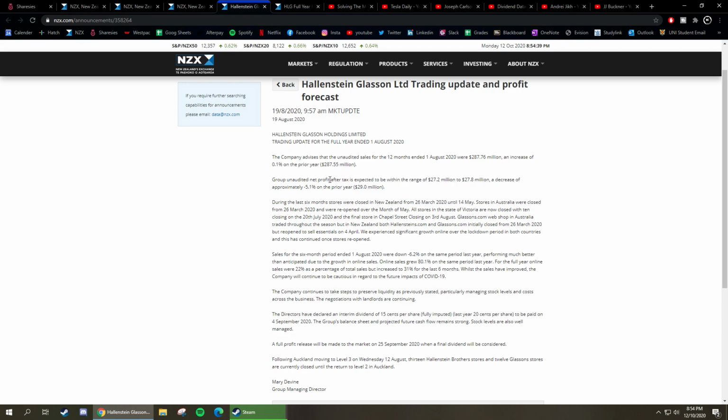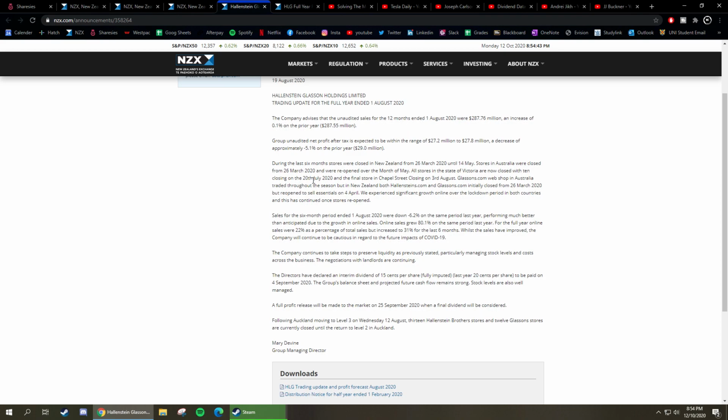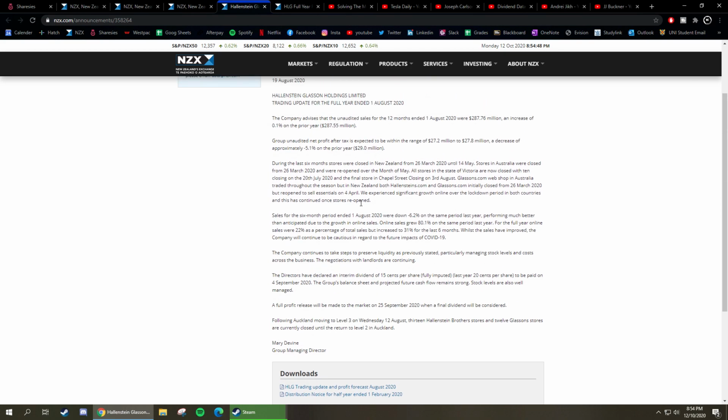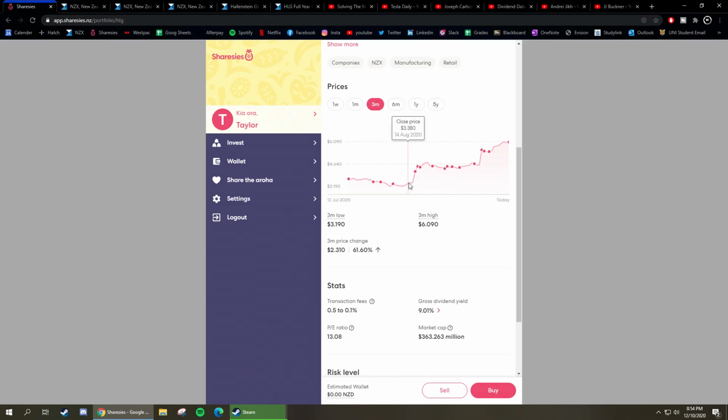And you can see that the net profit after tax had a decrease of approximately 5%. And then you can read the rest and infer whether you want to buy more of the stock or not. And that was pretty much where the first bump was, as investors thought that that was better than expected. So there was, I don't even know, like a 25-30% gain on the stock that day.